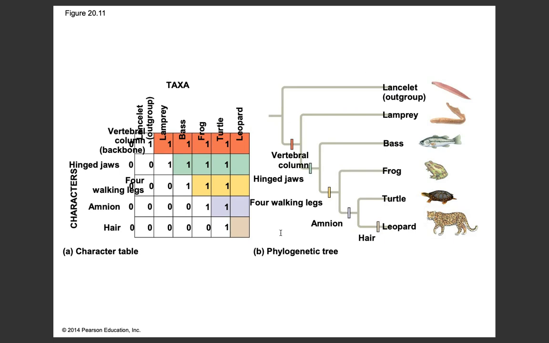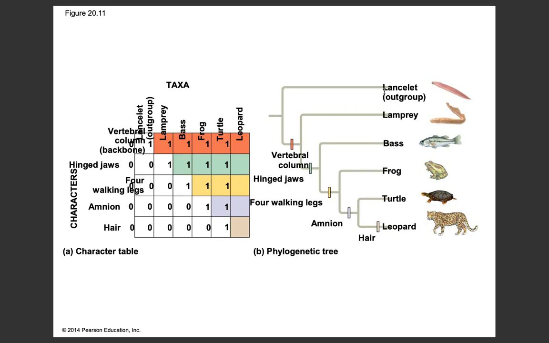So you have this phylogenetic tree with a common ancestor, whatever it was. The first thing that's the outgroup is going to be the lancelet, because it doesn't have any of the characters you're starting to study. The next one, the lamprey, has a 1 and all these zeros. Remember, it's offset because of formatting. So it has a 1 for the vertebral column, the backbone. Does it have a jaw? No. Does it have legs? No. Does it have an amnion? No. Does it have hair? No. So it has one of these characteristics, the backbone.